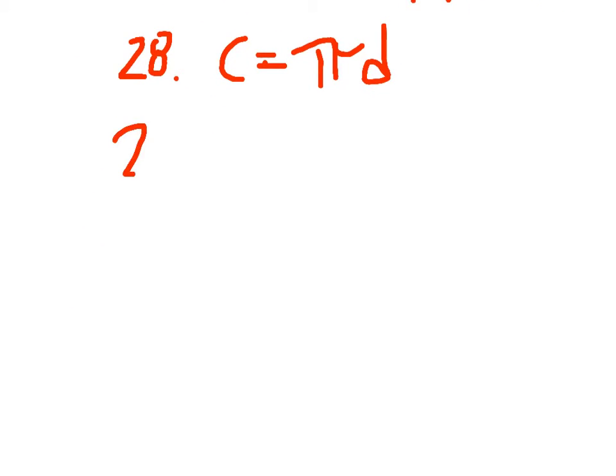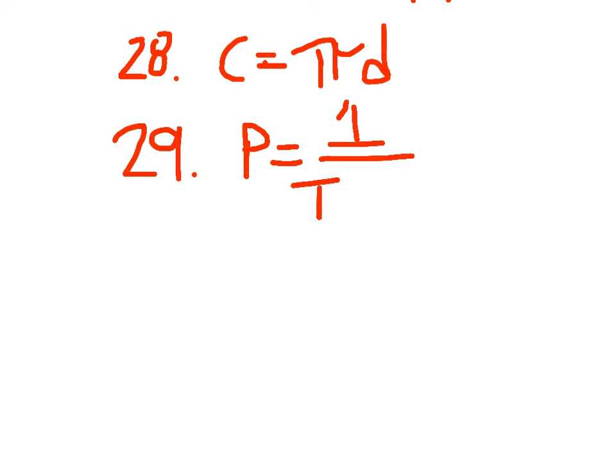Moving on, taking a look at number 29, it's asking you to find the pitch of the screw, and pitch is equal to 1 over TPI, or threads per inch. So go back and take a look at 27, the previous problem. I think you should be able to figure out how many threads per inch there are by looking at that.